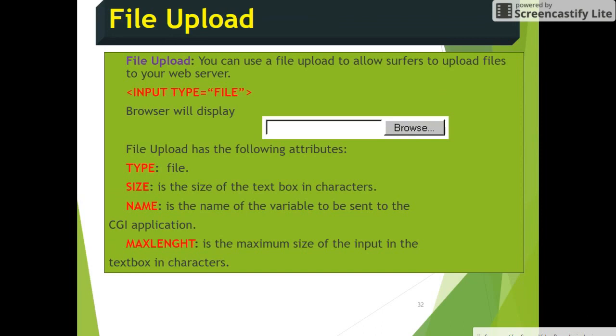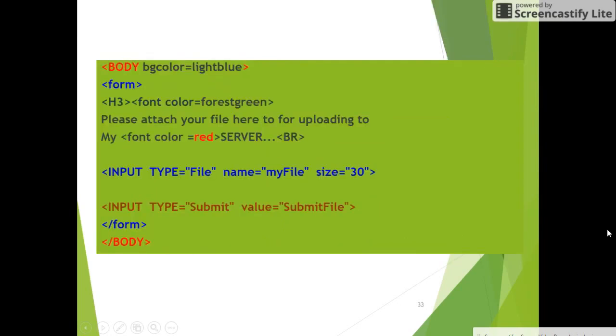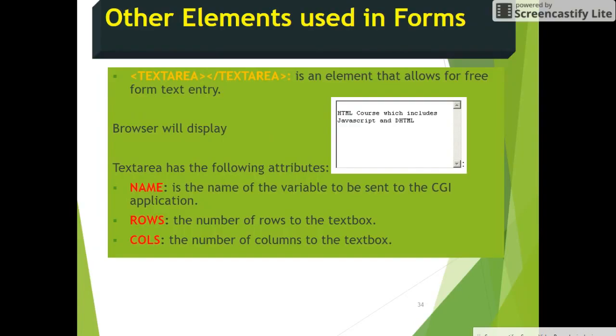We can similarly add a file upload button. So this is used as type file. We can upload anything. It has attributes named type, size, name, and maximum length. Then we can have a text area that may have a scroll down option and more of a free form of writing.